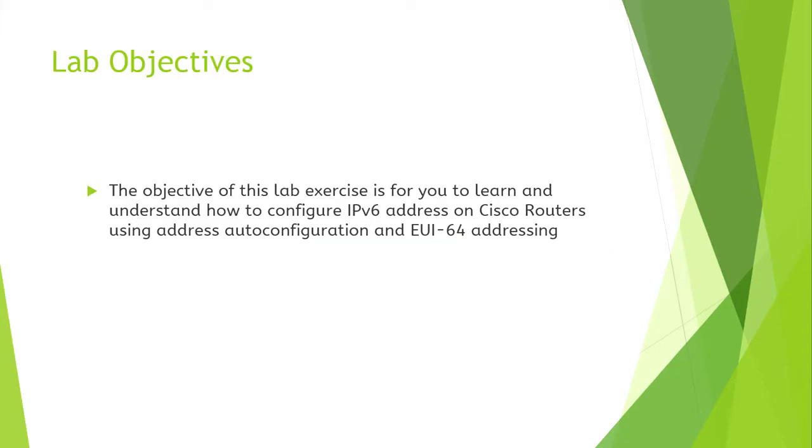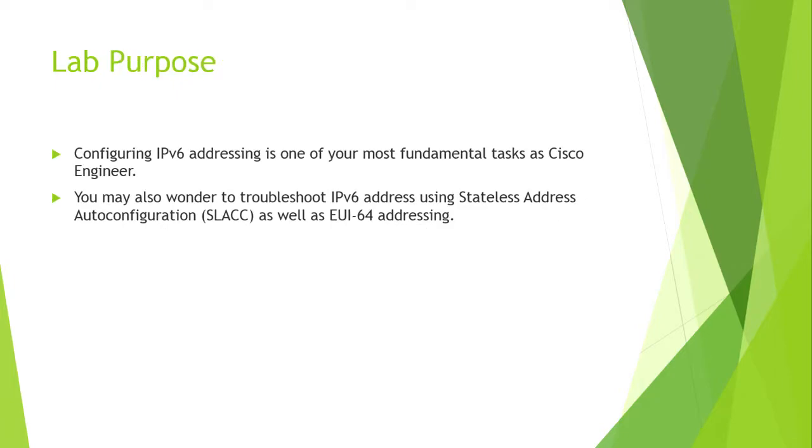Okay, so we are going to study the third lab. The objective of this lab is to configure the IPv6 addresses on Cisco routers using auto configuration. Yes, you heard it right, with EUI-64 addressing. Fine, so let's get another slide onto the screen.